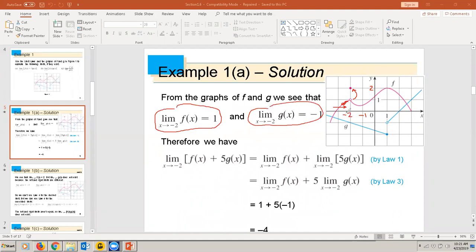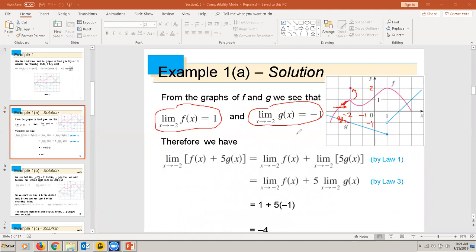All right, so now I'm going to be approaching x equals negative 2, but now I'm on the blue g of x curve. When I do that, you can see I'm moving down on this curve, and it looks like the y value is getting closer and closer to a y value of negative 1.